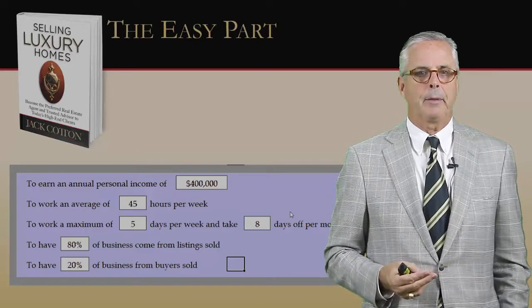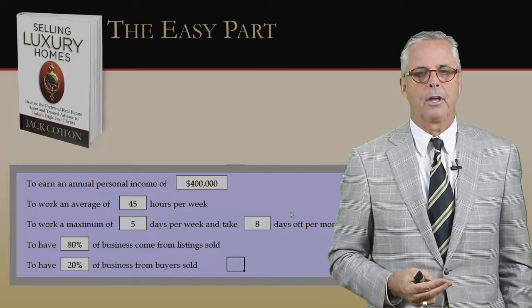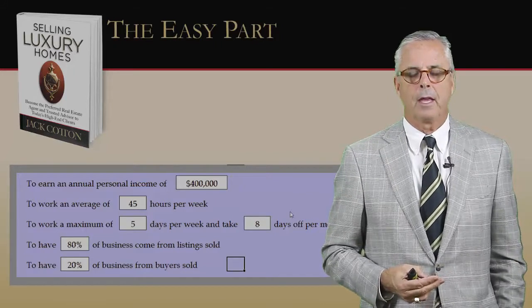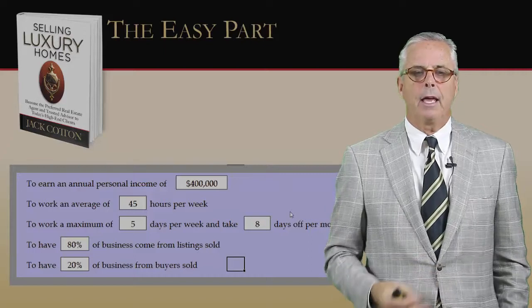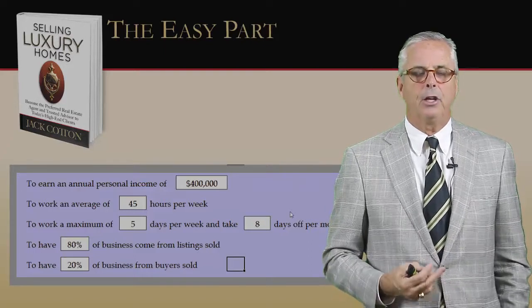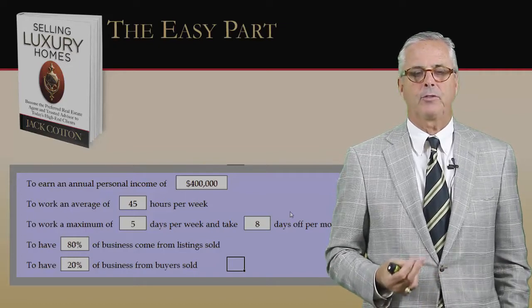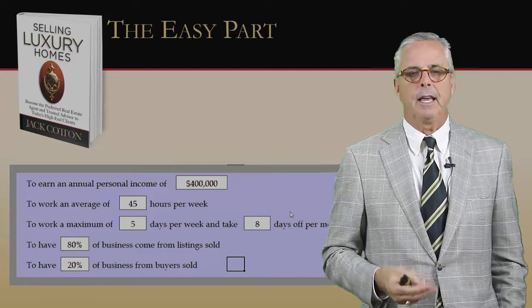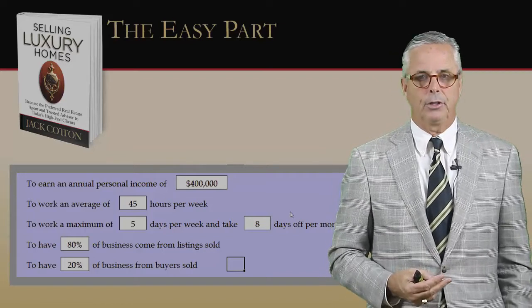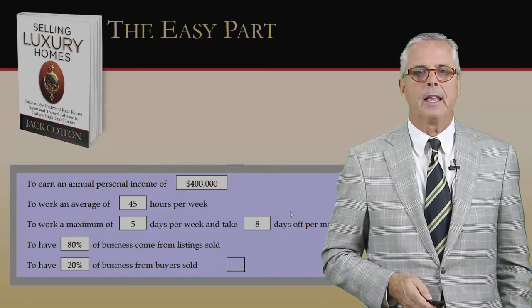Again, I took an arbitrary number here of 80% of your business coming from listings sold and 20% coming from buyers who buy real estate from you. Again, in these white boxes, put in anything you want. The cool thing about my spreadsheet is that you could do a lot of what-if analysis with it. You could do 75-25, you could do 90-10, you could do 100% zero, you can do 50-50, and see what that means to you in terms of what you have to do next year when you execute the plan.